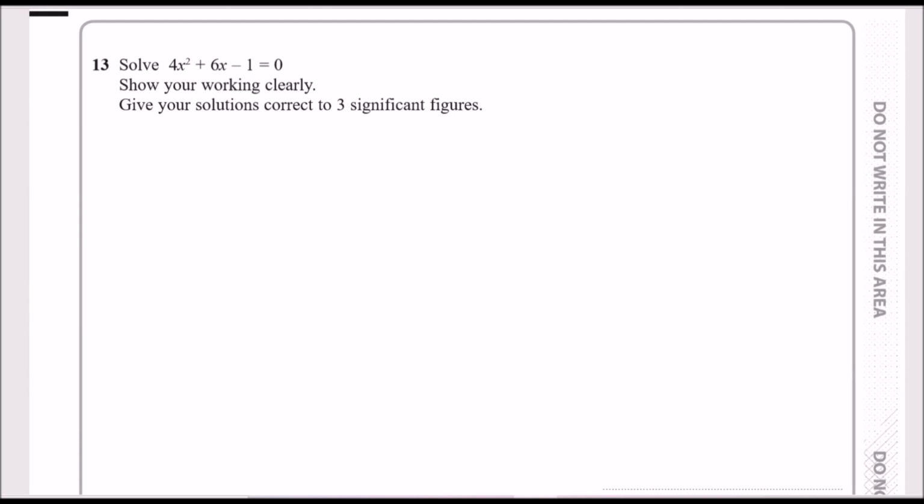All right, number 13. Solve 4x squared plus 6x minus 1 equals 0. First things first, when we look at this, we need to recognize straight away that this is a quadratic equation. For quadratic equations, there's a couple of ways to do it, but there's always one way we should do it. Because you're doing IGCSE and you've got a calculator, use the quadratic formula. If you're not sure what the quadratic formula is, it always looks like that.